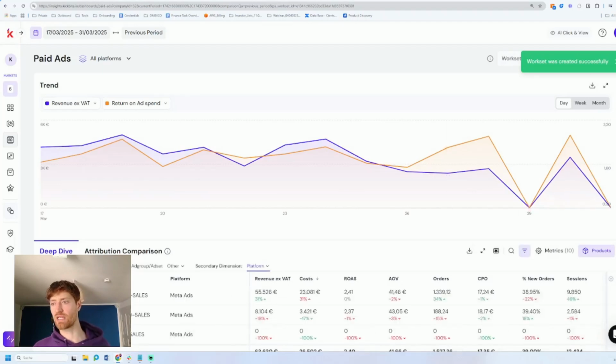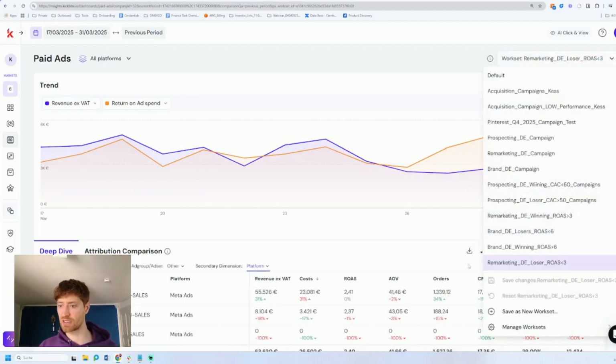Great. Now that we have saved all of the work sets, we can check here again. So we have remarketing, losers below 3, winners above 3. We have brand winners above 6, losers below 6. And we have, based on the customer acquisition cost, our prospecting winners and losers above or below 50 euros.